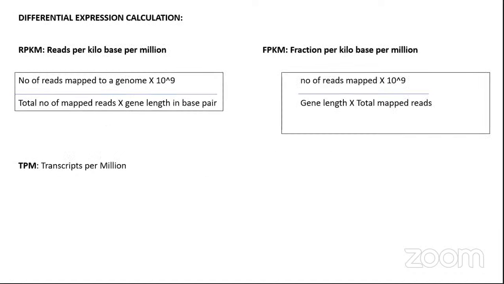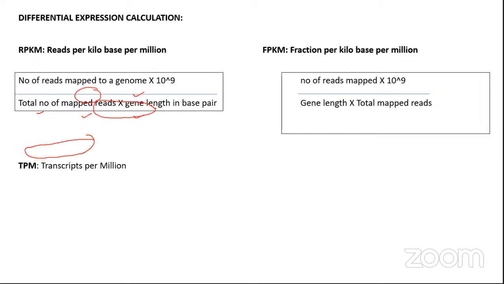So RPKM: number of reads mapped to a genome times 10 to the power 9. This is GB, divided by total number of mapped reads times gene length in base pair, as I mentioned to you. So it corrects for the gene length and the genome size.